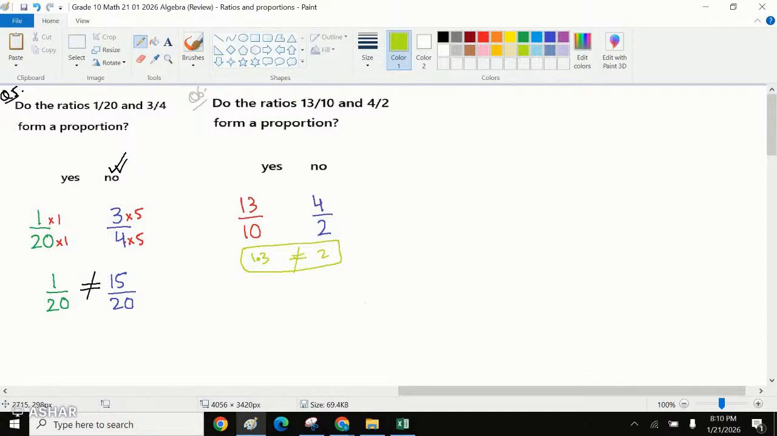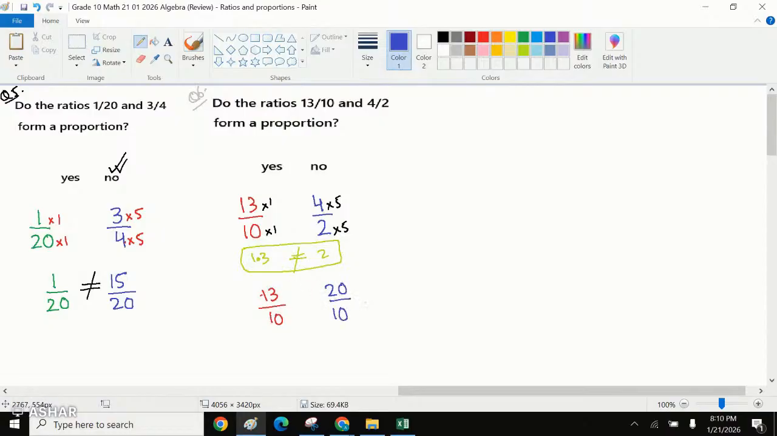And 4 divided by 2 is still 2. But let's see if we have to do all the working. Can we say, in order to make 2 as 10, we multiply it by 5, multiply it by 5, multiply by 1, and multiply by 1. So this comes out to be 13 upon 10, and this comes out to be 20 upon 10.